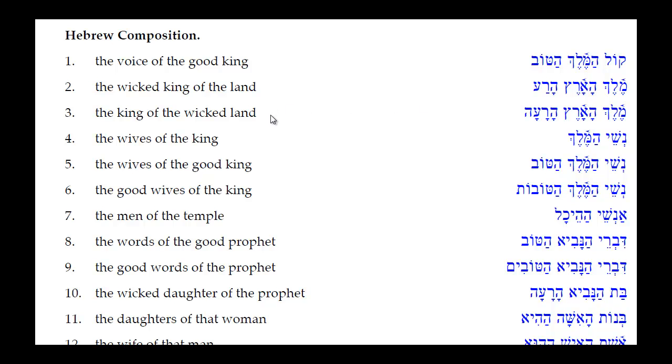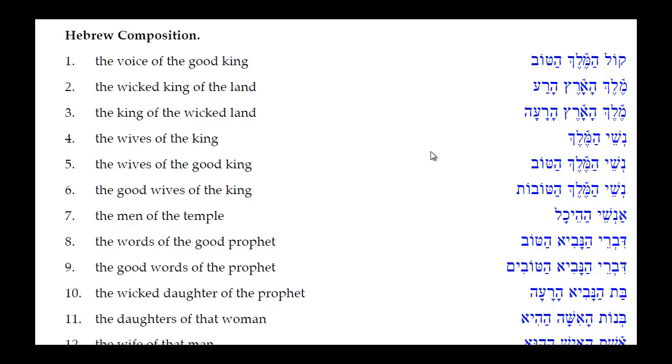The king of the wicked land. We have the subject, the king of, so this is in construct, and land is an absolute. So we have the definite article with land. What we're going to do is put king, which would be melech, of, and then ha'aretz, which is the absolute noun, and then we put the adjective wicked to agree with the wicked land. It agrees with land instead of melech. So we have hara'ah. We put it together and we have melech ha'aretz hara'ah.